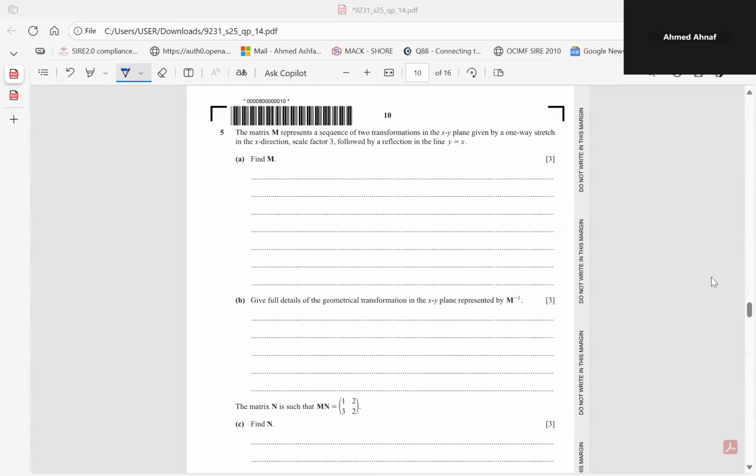Okay, so for this next question, we're told that the matrix M represents a sequence of 2 transformations in the xy plane, given by a one-way stretch in the x direction, scale factor 3, followed by a reflection in the line y equals x. And for the first part, we have to find M. Okay, so to find M, we're going to have to first know the 2 matrices that represent the 2 transformations that M represents.